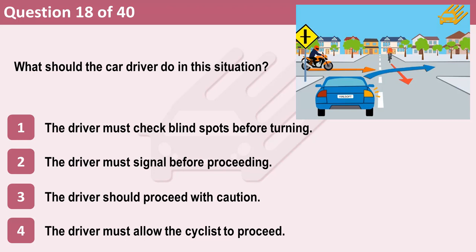What should the car driver do in this situation? 1. The driver must check blind spots before turning. 2. The driver must signal before proceeding. 3. The driver should proceed with caution. 4. The driver must allow the cyclist to proceed.